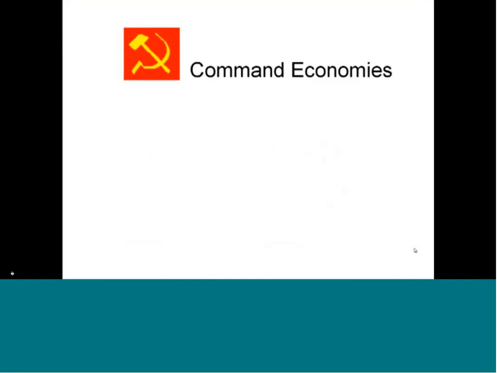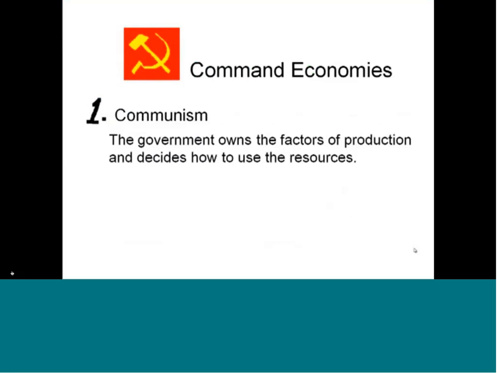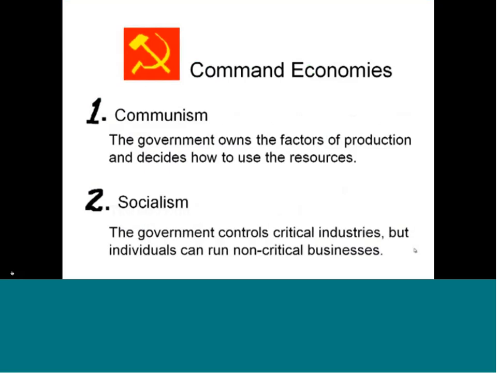So command economies, let's look a bit closer. Two types. First type is communism. Under communism, the government owns all of the factors of production and makes all the decisions on how resources within that nation will be used. Socialism could be thought of as a watered-down version of communism in many ways. Government controls the critical industries, but it does allow individual freedom, some individual right to own property, to start up small businesses that the government doesn't consider to be critical to the overall economy.